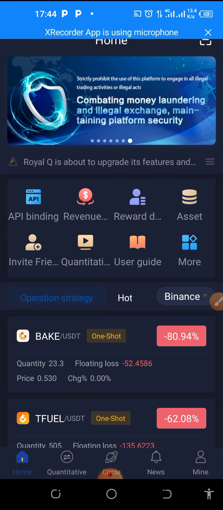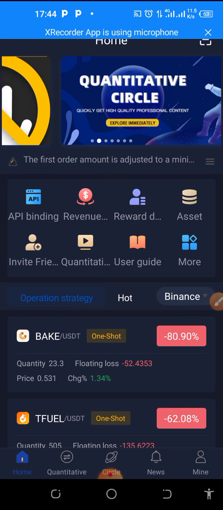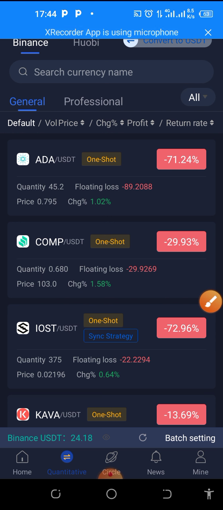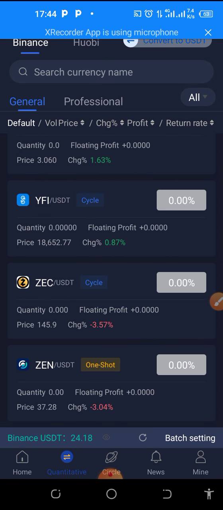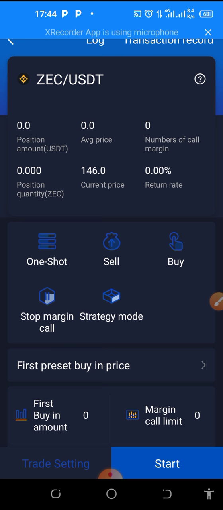So now, what is this trading all about? Let's go. First of all, you should know how to select your coins by coming to quantitative. Now you come there, you can see the general and the professional. So you go to anywhere depending on the coin you want to trade. I want to look for a coin called ZEC. You scroll. Okay, here is ZEC. You click on the coin.